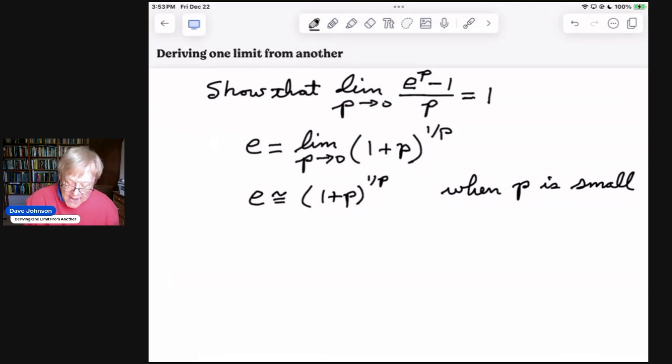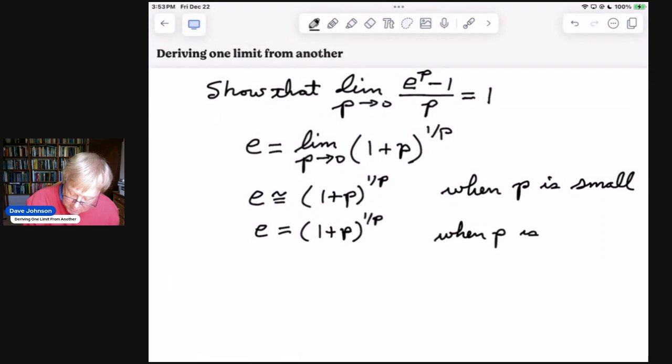And in fact, we're going to behave like p is small, and we're going to treat this as an equation. So let me go ahead and write e is equal to 1 plus p raised to the 1 over p. And again, I'll say when p is small. And so each step of the way, we need to ensure that p is small. And not only that, it makes sense as an equation if p is small. Now, if p is 0, then all bets are off.